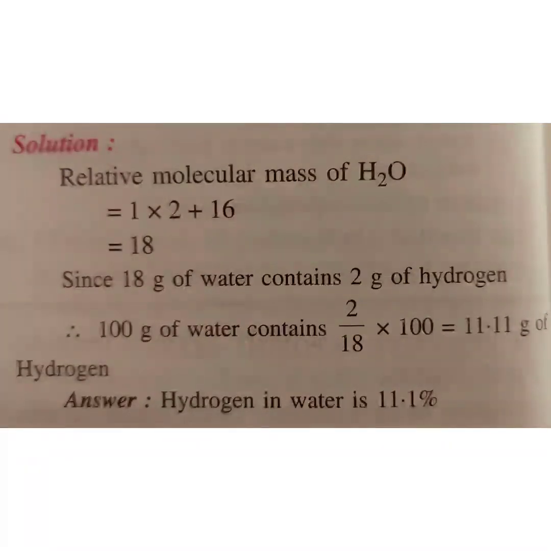If 18 grams of water consists of 2 grams of hydrogen, how much will 100 grams of water contain? 100 grams will contain 2 upon 18 into 100, which works out to 11.11. So the percentage of hydrogen present in water is 11.1 percent. In terms of percentage, we need to calculate for 100 grams of any particular compound.